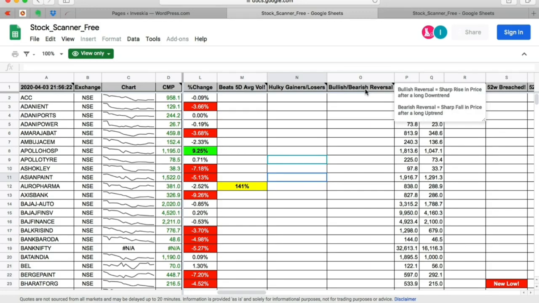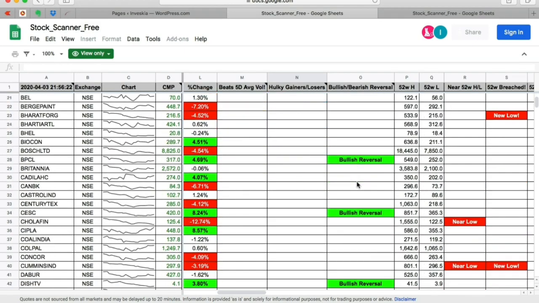It's bullish bearish reversal. It's a very important indicator. It gives you a picture of a reversal in the trend of a stock. It reads bullish reversal, sharp rise in price after a long downtrend, or bearish reversal, sharp fall in price after a long uptrend. So if a stock is in uptrend and it reverses to a downtrend, it will give you an indicator. Can you see? Yes, there are some indicators.